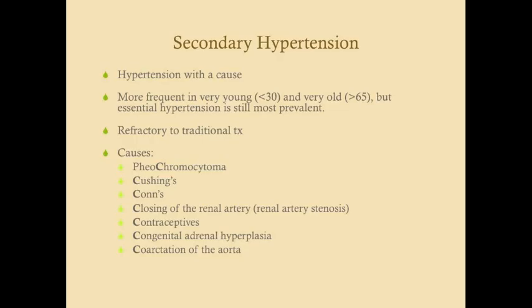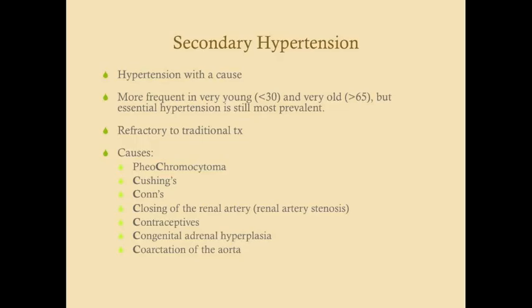Secondary hypertension is more frequent in the very young and the very old. The way you can remember this is young people just don't get hypertension, and older people, older than 65, tend to not just develop hypertension. They'll usually have developed it earlier, and we would have usually found it earlier. So younger than 30 or greater than 65 tends towards secondary hypertension, but essential hypertension is still the most prevalent in these patients. It's just that secondary hypertension is more prevalent in these patients than it would be in patients between the ages of 30 and 65.